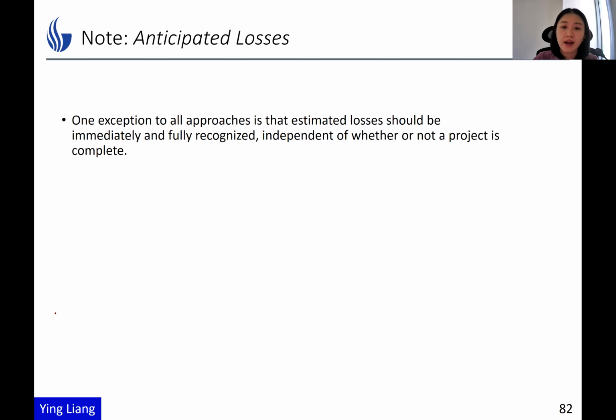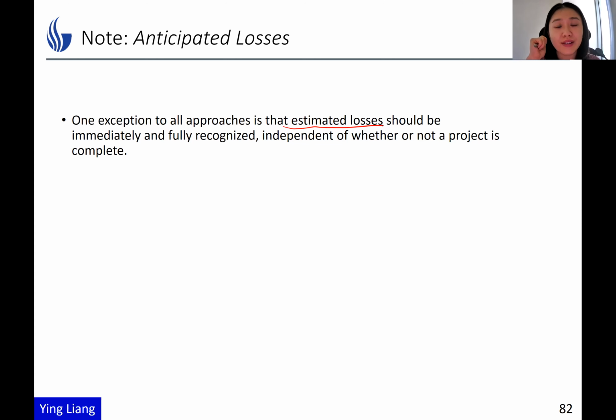Now, the exception is when we anticipate a loss. What does it mean? That means maybe in the middle of the project, we estimate that in this project, we're not going to make any money. We agreed to have this revenue, right? We set the price, but the actual cost is going to exceed the price. Something may have changed, there may have been a shock, who knows? But we do anticipate that we have an estimated loss.